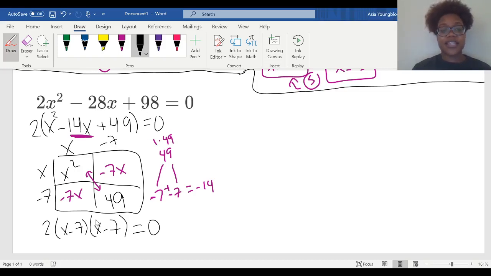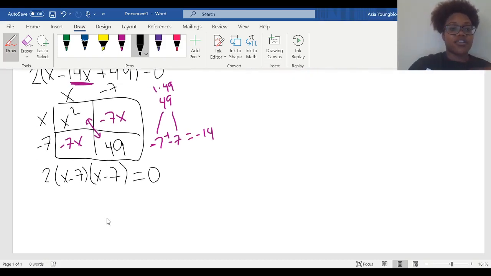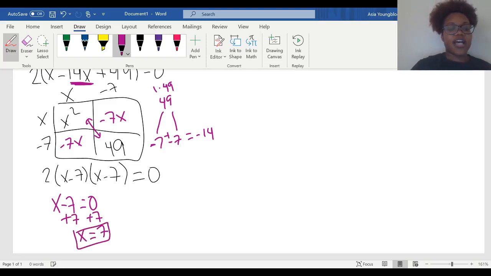The reason we're putting it in this form is because it's easier to solve the equation that way. So to solve the equation and finish the problem, we're just going to have x minus 7 equals 0. Add 7 to both sides. So our final answer is going to be x equals 7. Again, I only wrote it one time because I would have the same equation twice. So that's why our answer is x equals 7.